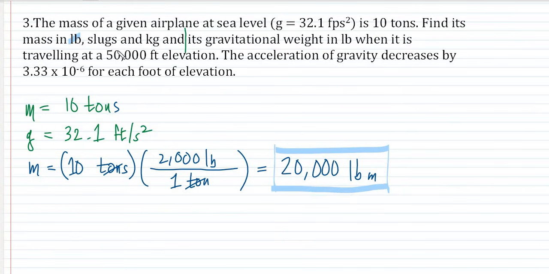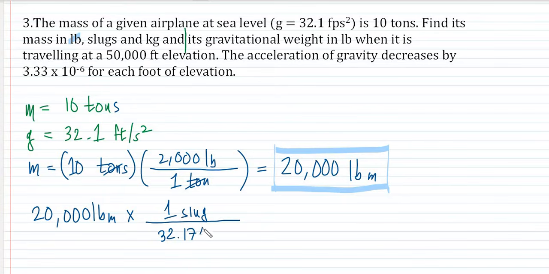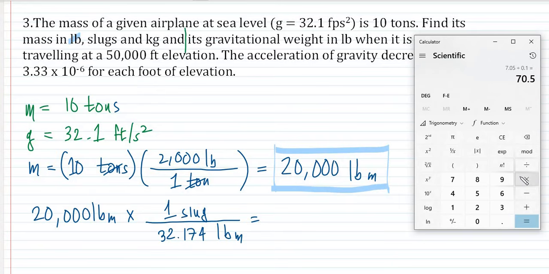How about the mass in slug? For the mass in slug, we will use the conversion. 20,000 pounds. The conversion is for every 1 slug, we have 32.174 pound mass. So let's go and get our calculator. We have 20,000 divided by 32.174, and we have 621.62.